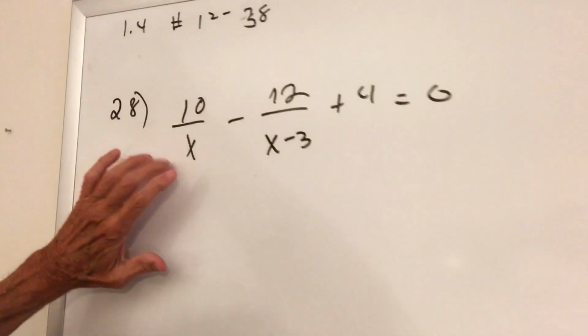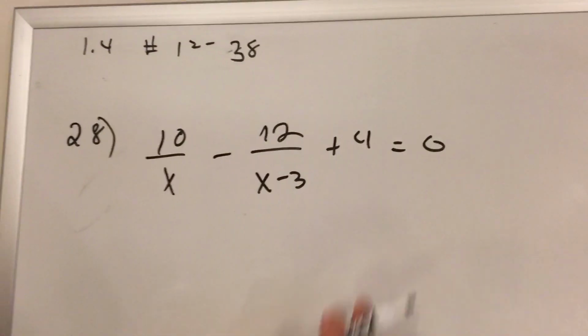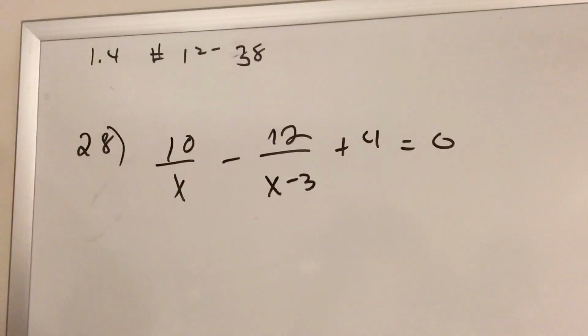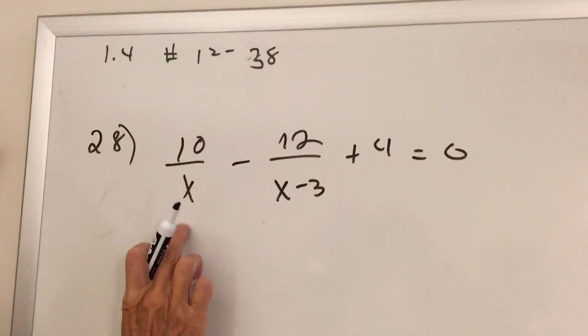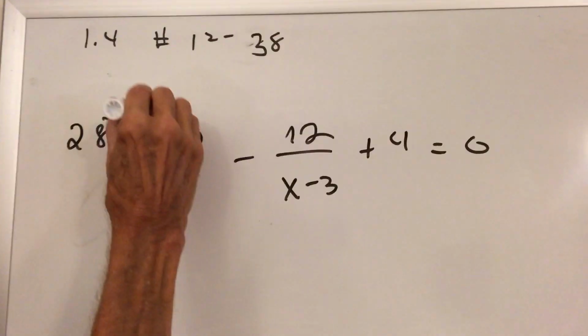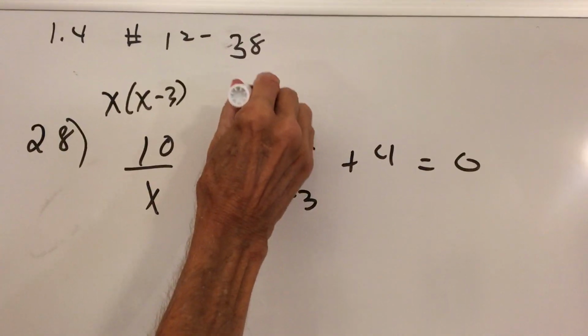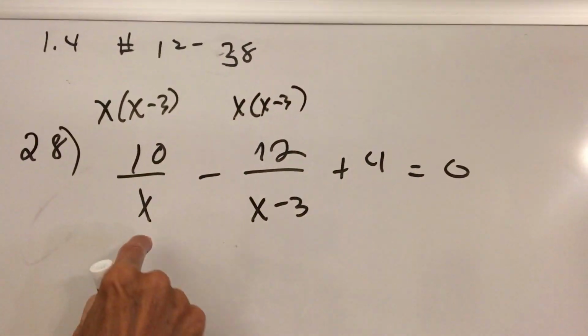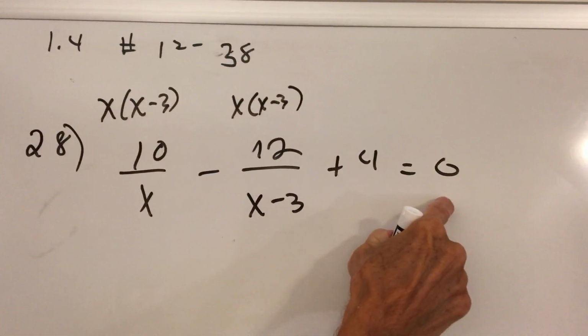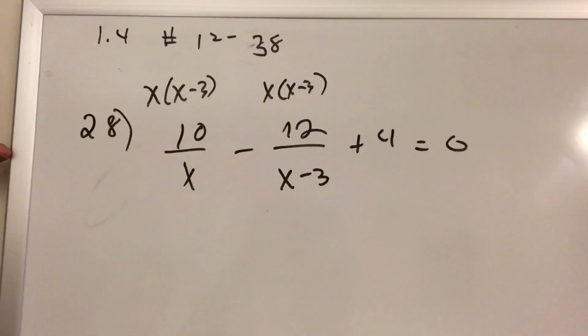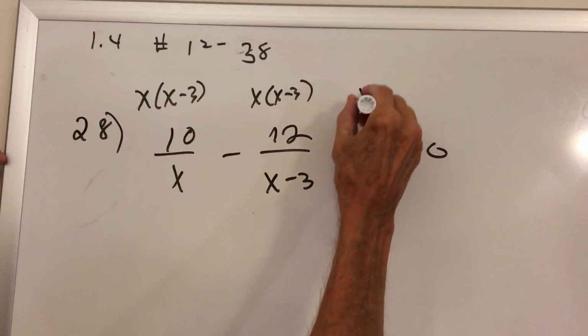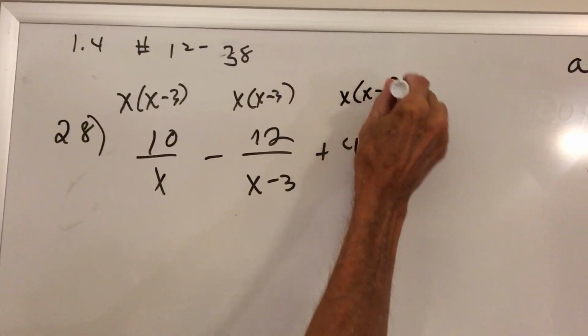Here's a challenging problem. It's an equation that has fractions. The common denominator is x times x minus 3. There are 1, 2, 3, 4 terms.